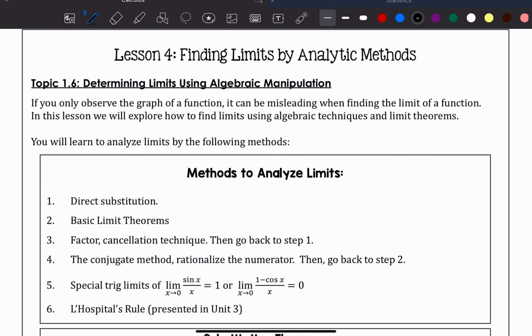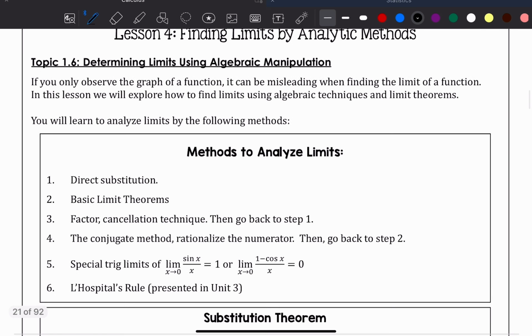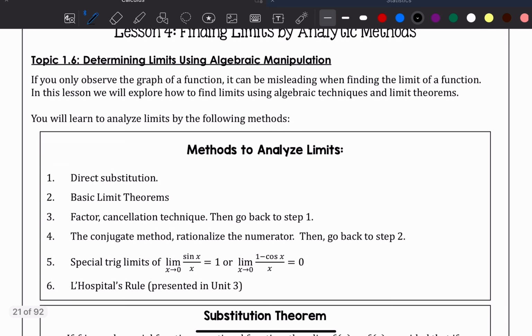Okay, finding limits analytically. In this one, we're going to talk about the several methods we can use to analyze limits. Most importantly, especially in these notes, we're going to talk about direct substitution. There are several other ways, and we will talk about them when we get to them.